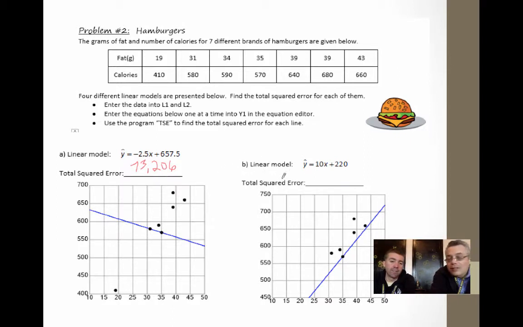It's better than the first line. The total squared error for this one was 9,300, dramatically smaller than the first one.